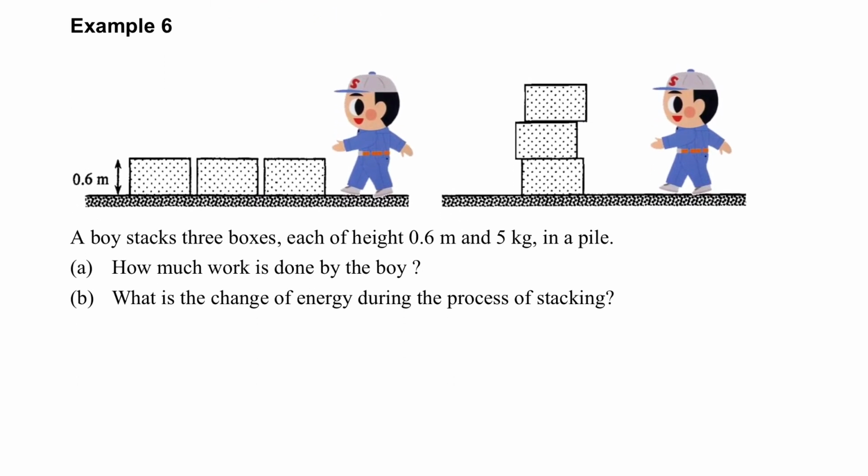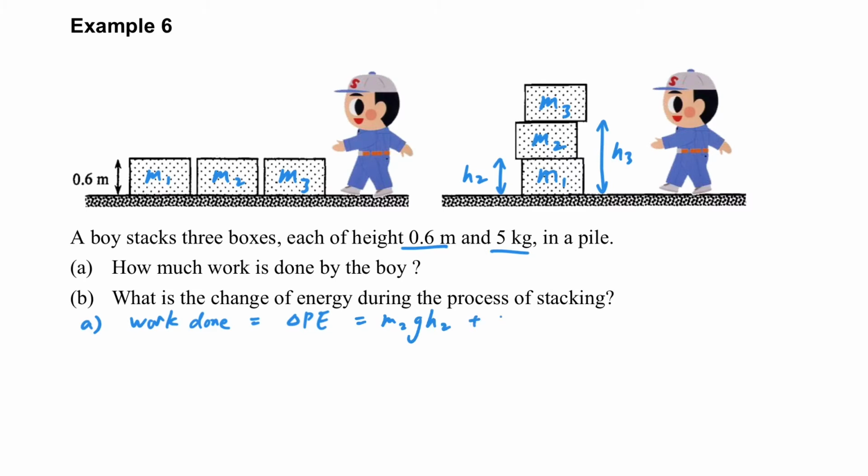In the next example, we have 3 blocks in a row: M1, M2, and M3. How much work is done by the boy if the boxes are put in this way? When the blocks are put in this way, 2 blocks change their height. So the work done by the boy is actually the change in potential energy of these 3 objects.